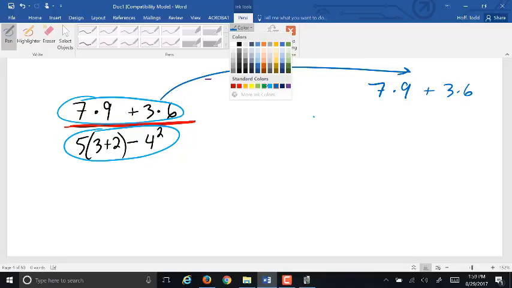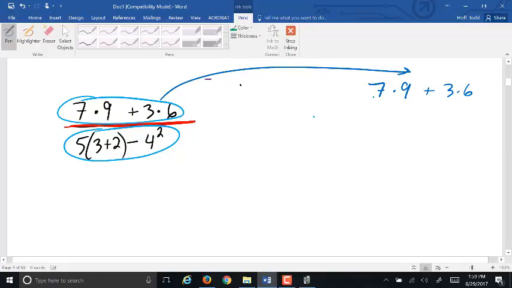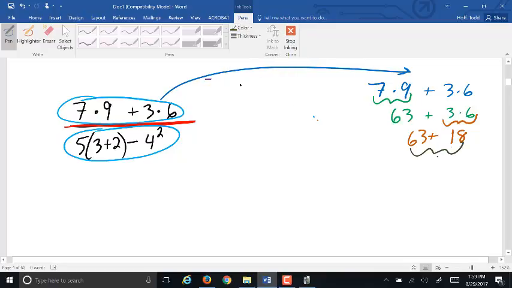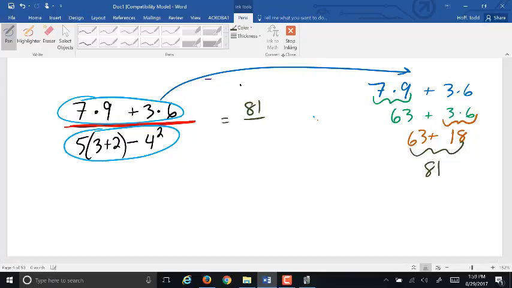What do we have to do first there? Multiply left to right. So 7 times 9 is 63. And then 3 times 6 is 18. 63 plus 18 is 81. So the top of this is equal to 81.